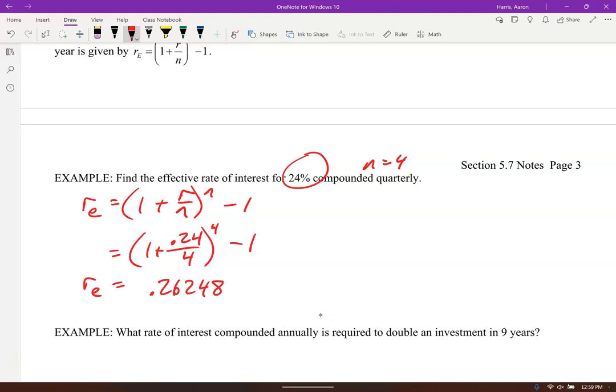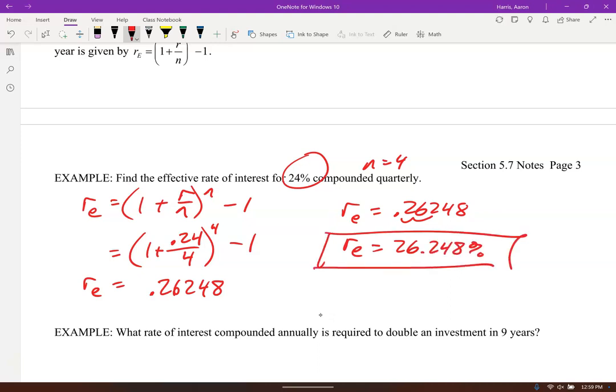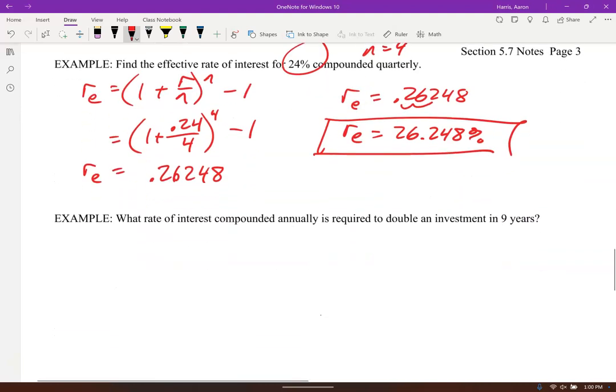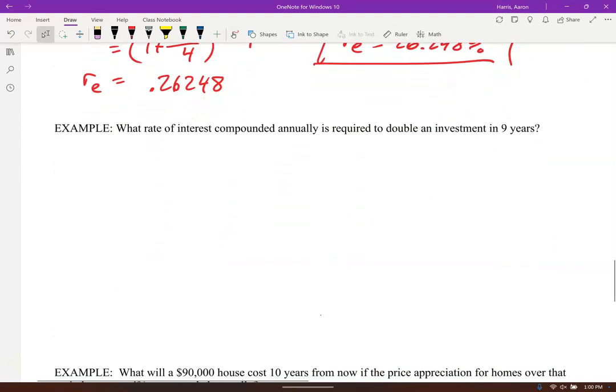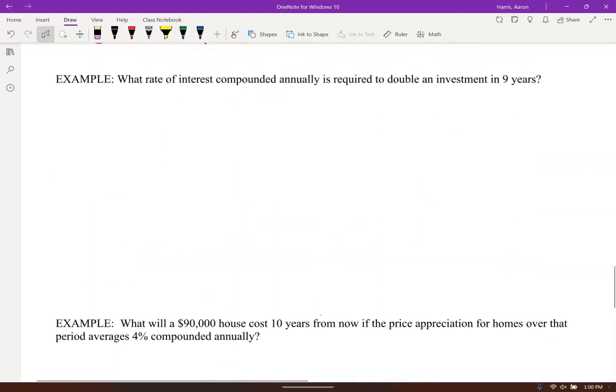In other words, now convert it to a decimal. So move that over a couple. 26.248%. That's the annual simple interest rate, right? That's what's called the effective interest rate. Because you're actually getting more than 24% per year, aren't you? Because this thing is kicking you out a little bit of interest every quarter, right? It's breaking that up so it ends up compounding on each time that it's kicking you out that interest.